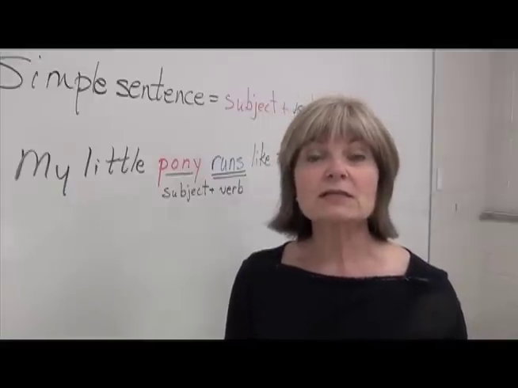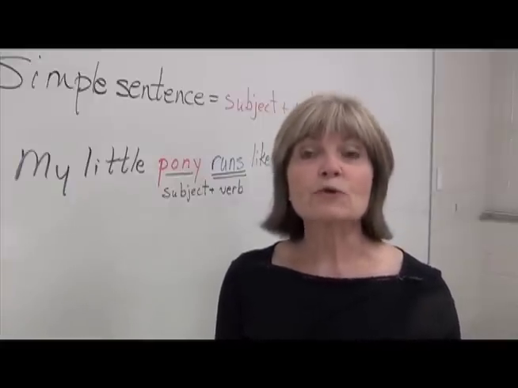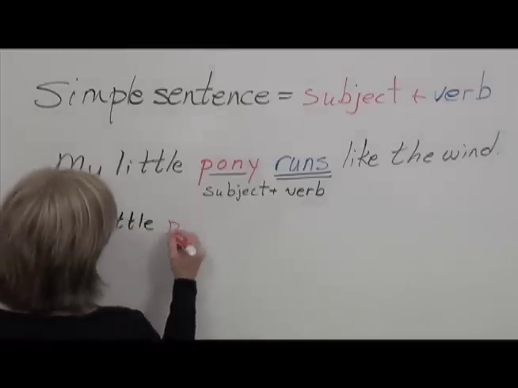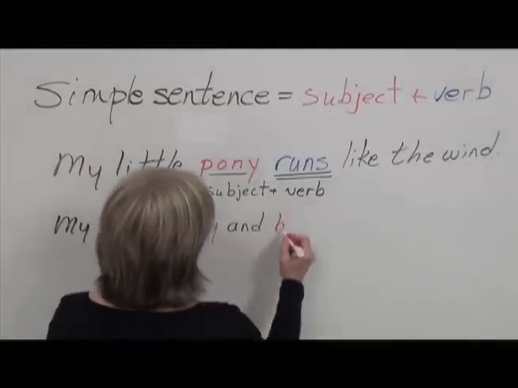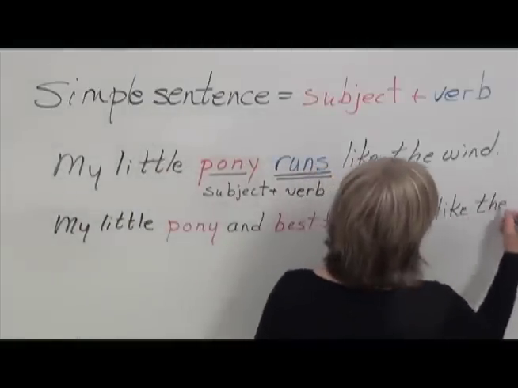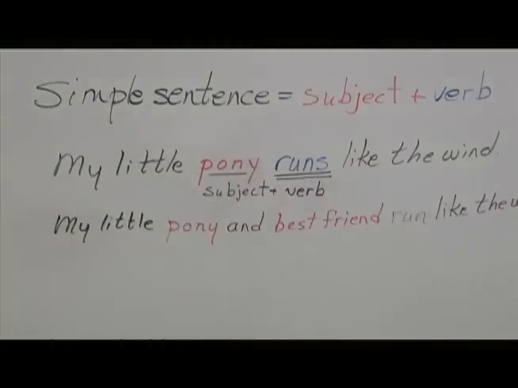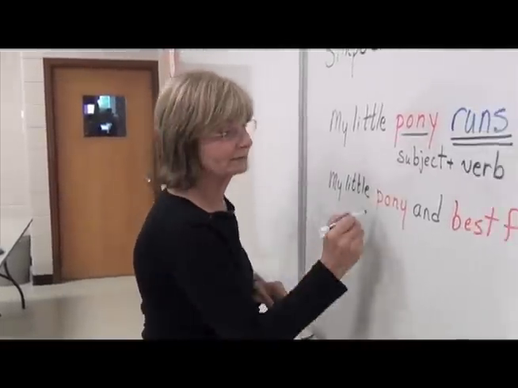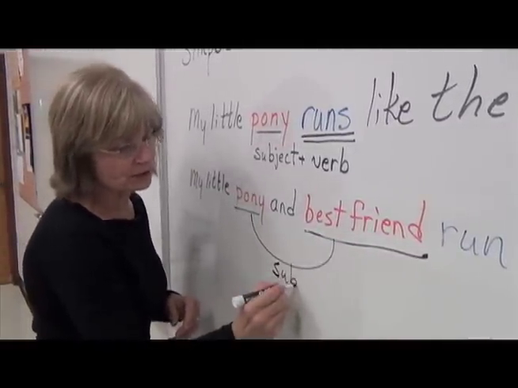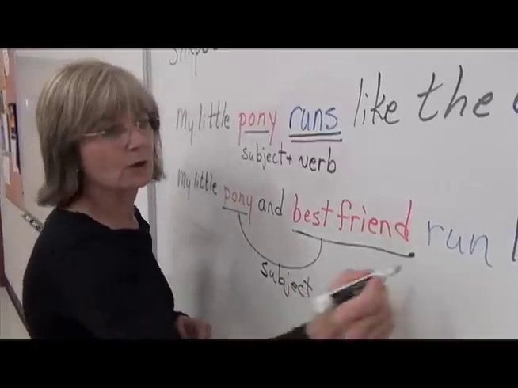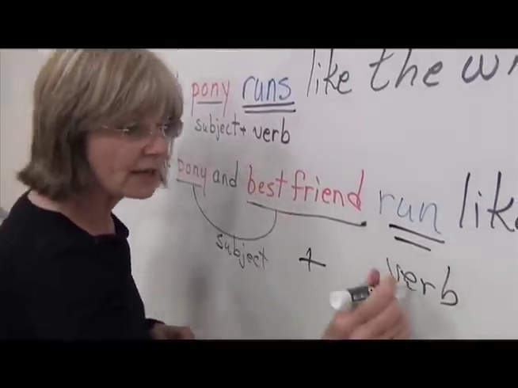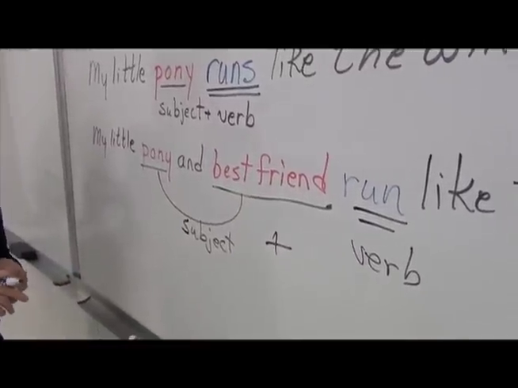Sometimes a simple sentence can have more words that form the subject doing one thing. What else could run like the wind besides my pony? Well, my best friend. So we could have the pony and best friend running like the wind. We'd still have a simple sentence. So the words pony and best friend form one subject, and they are both running. So we still have one subject and one verb for our simple sentence.